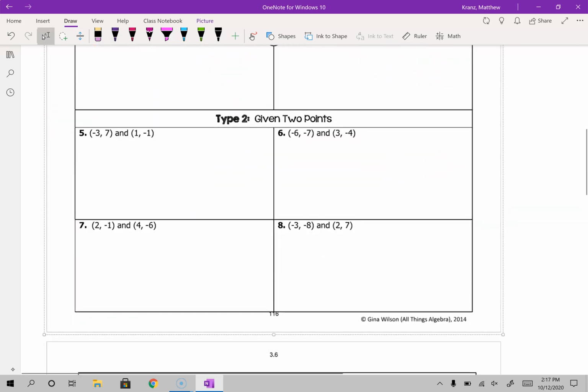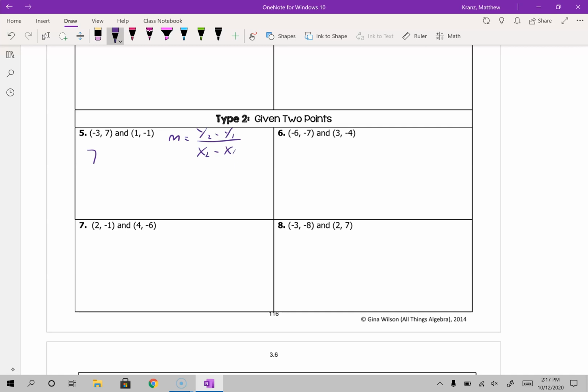All right, now what about when you're given 2 points? Well, you need a point and a slope. And notice you're missing your slope. Well, we have to find our slope. Remember the slope formula? m equals y2 minus y1 over x2 minus x1. So we're going to find our slope.